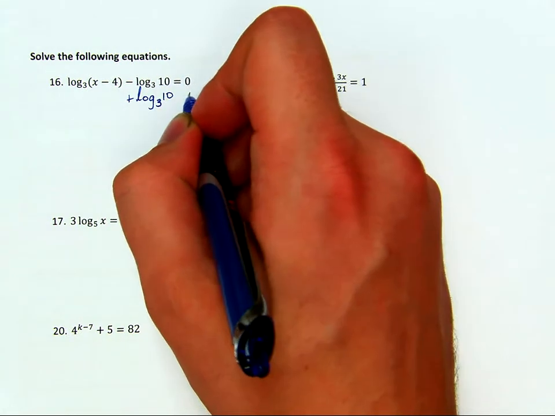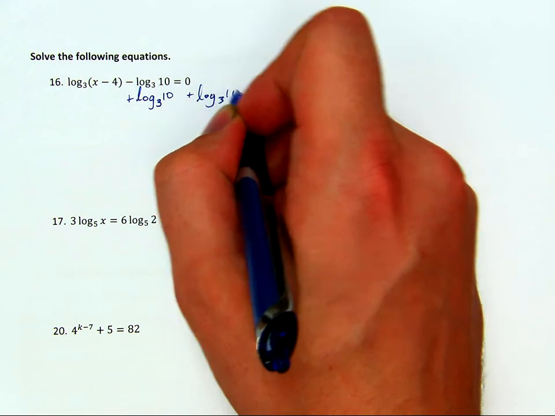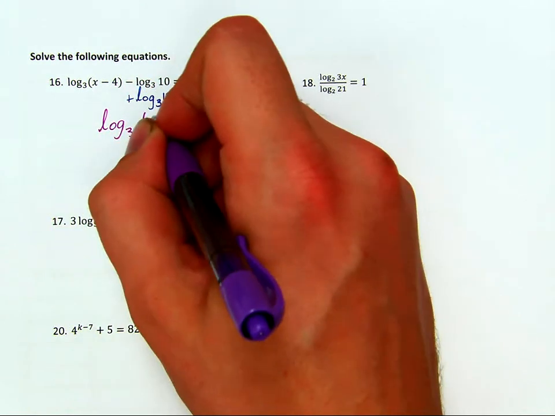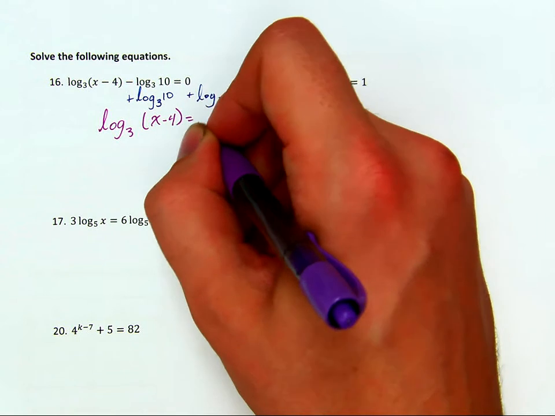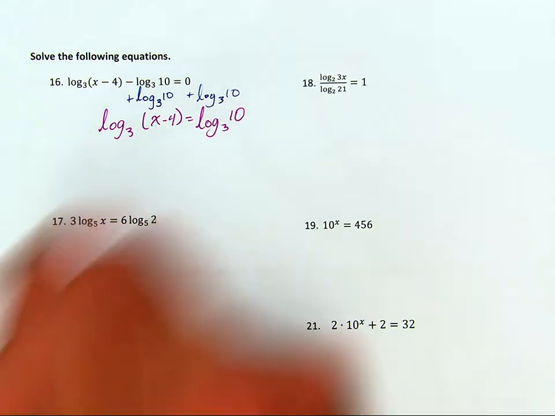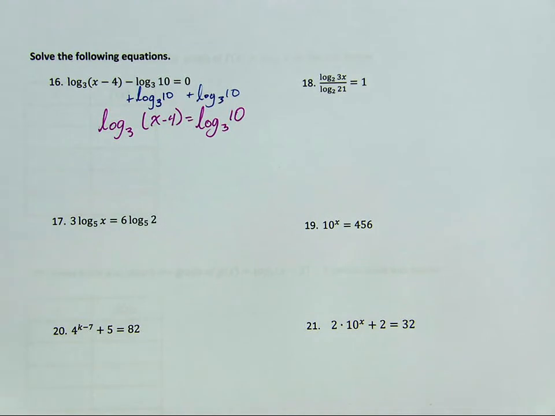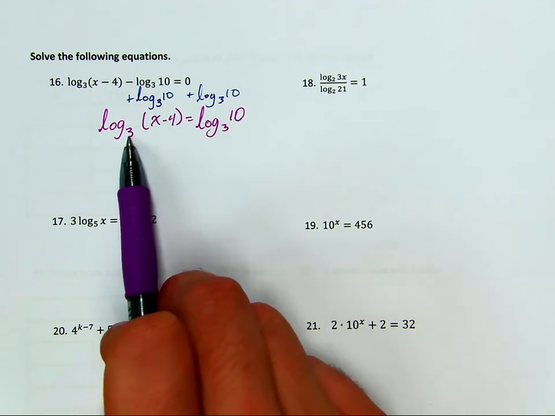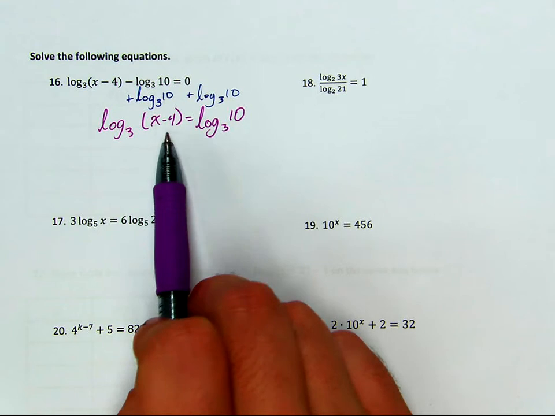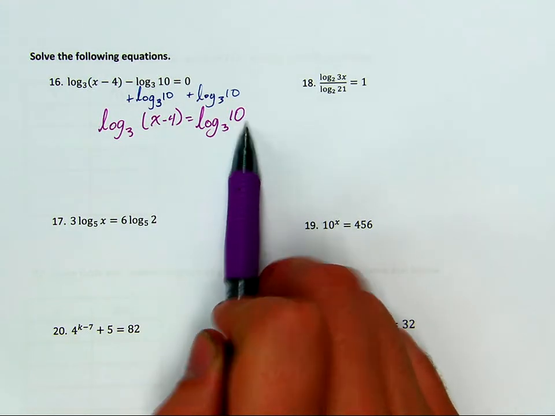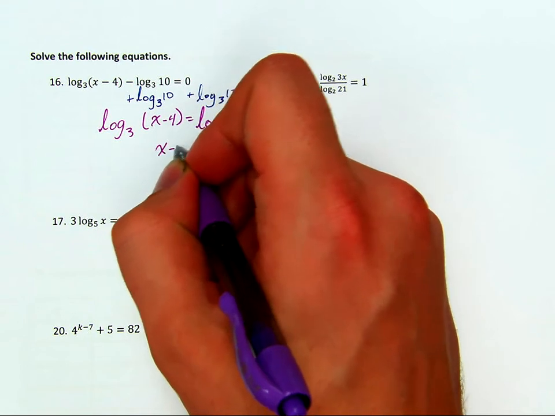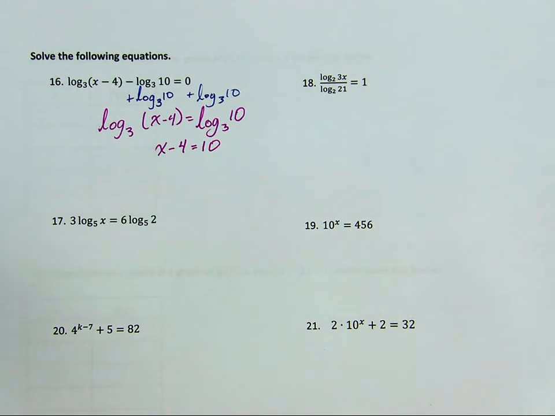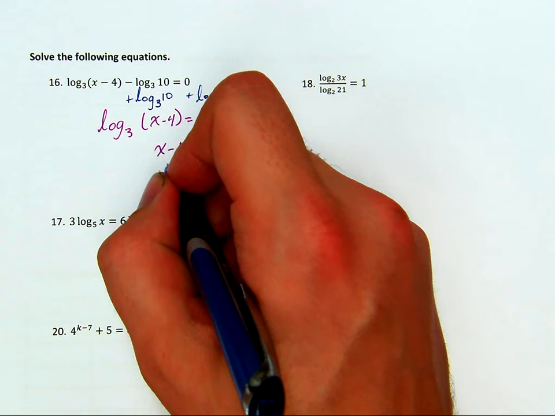When we do that, we're going to end up with log base 3 of x minus 4 equals log base 3 of 10. Now, notice that we have a log base 3 on the left side and a log base 3 on the right side. Because we have one log on the left and one log on the right and the bases are the same, that means the inside parts of the log have to be equal to each other. So we can create a new equation just by setting the parts inside the log equal to each other. X minus 4 equals 10. And at this point, solving for x, you add 4 to both sides, and we end up with x equals 14.